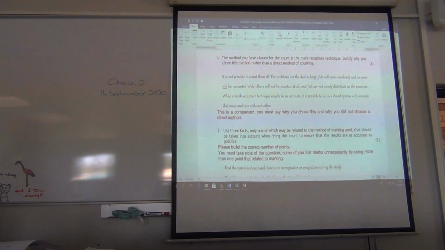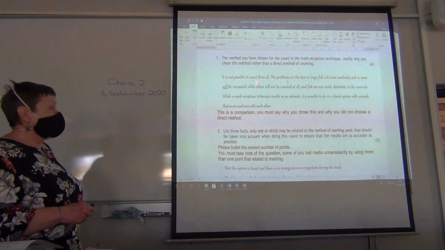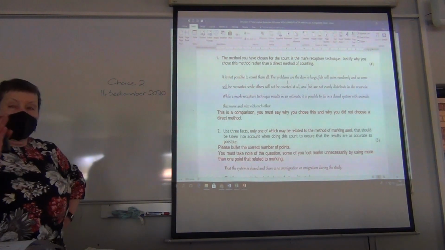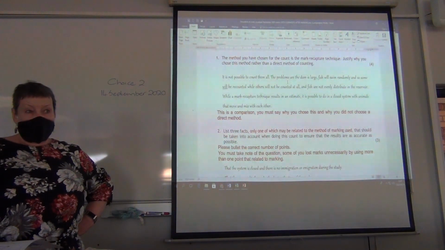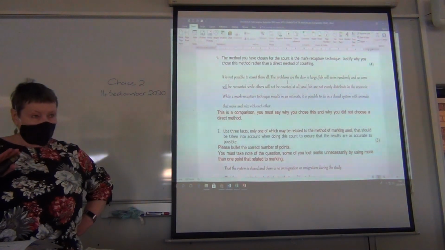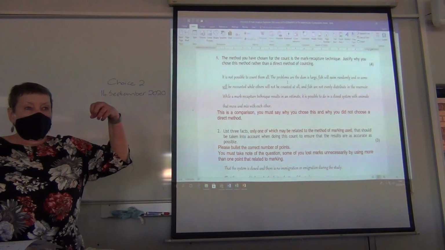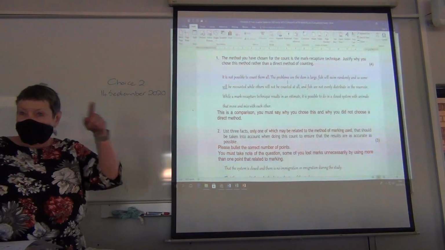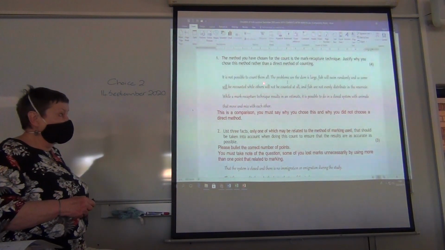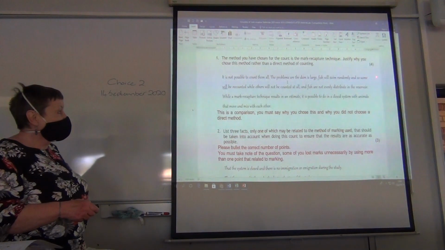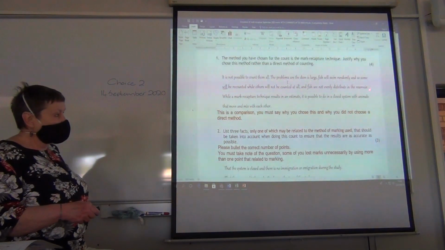Okay. So the question was, the method you've chosen for the count is the mark recapture technique. Justify why you chose this method rather than a direct method of counting. Look at the kind of animals or plants you're trying to count. So it is fish. One fish and another fish look very similar. They're swimming around in water. If you dive under and you start counting fish, you'll never be able to know whether you've counted that one that's just gone past you again. Okay, so it's not going to be accurate. So it is not possible to count all the fish. A dam is large, fish swim randomly, and some would be recounted while others wouldn't be counted at all. And fish are not evenly distributed in the reservoir.